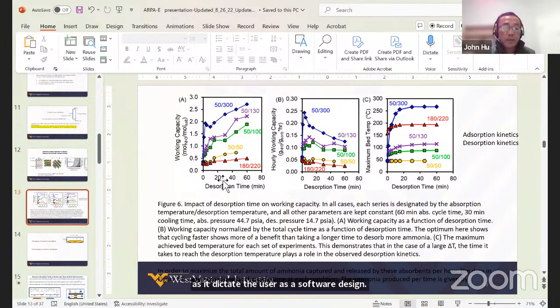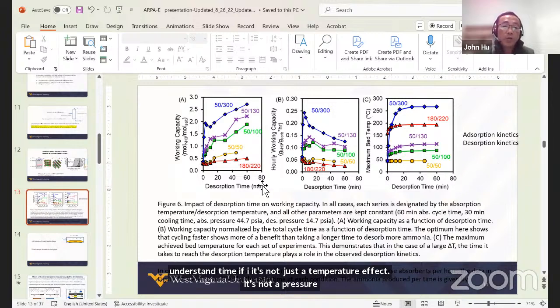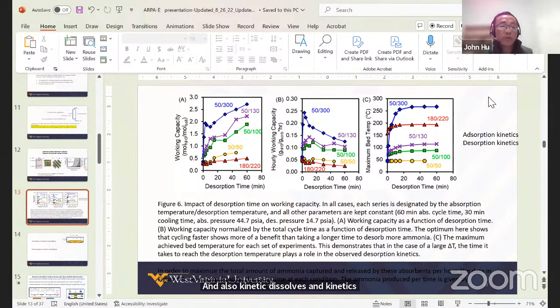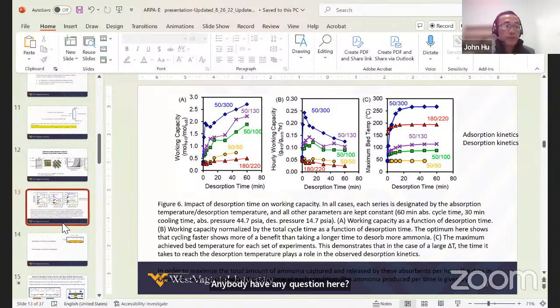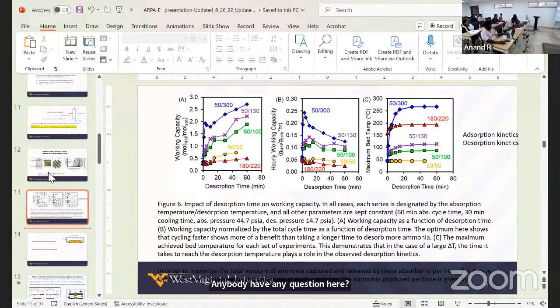Does anybody understand the time effect? It's not just a temperature effect, it's not just a pressure effect, but also kinetics, desorption kinetics. That means how fast the molecule can leave the surface. Anybody have any question here? No question? Okay.